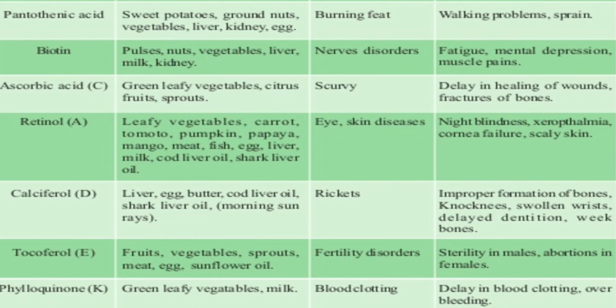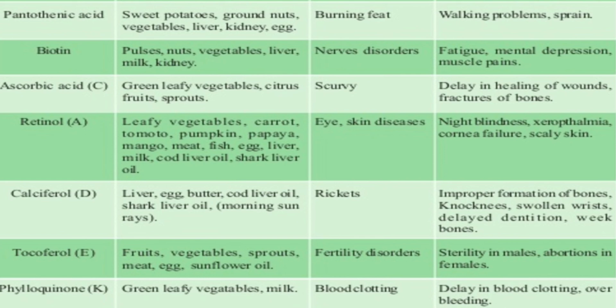Ascorbic acid. So where is it present? Green leafy vegetables, citrus fruits like lemon, oranges, etc. and sprouts. So what is the disease caused due to deficiency? That is scurvy. Name of the disease is scurvy. What are the symptoms? Delay in healing of wounds, fracture of bones.